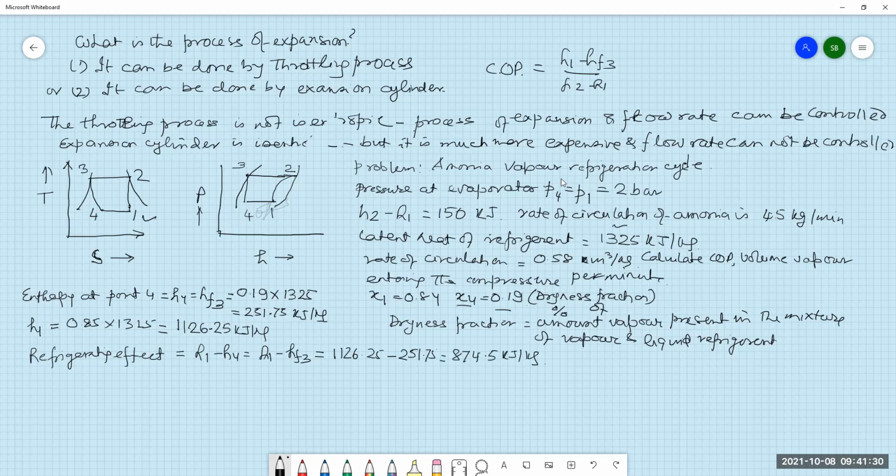The work done during the compression is given as 150 kilojoule per kg. So COP is given by RE by W. This is RE and this is W. This is equal to 874.5 divided by 150, which is given as 5.83.